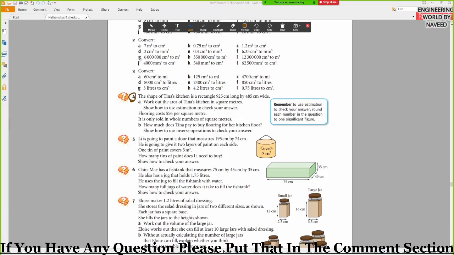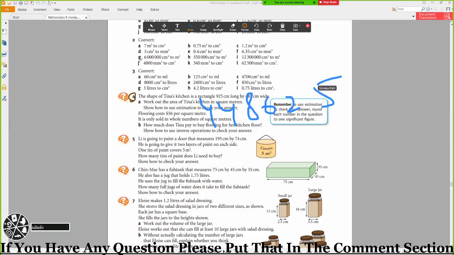448,625 in milliliter. Sorry, meter square. Okay, wait. Meter square. 100 times 100 is 10,000. 44.8625. Okay, part B is the floor cost $56 per square meter.